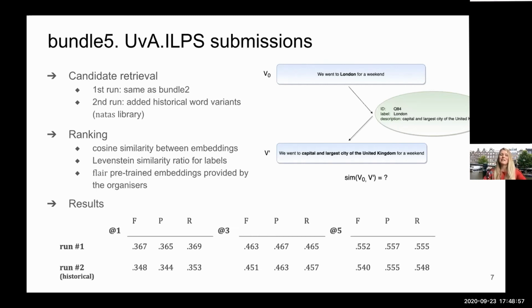But I guess if we find a way to determine if an entity is likely to have changed or not, and only after that generate new candidates, additional ones, historical variants, then it could work much better.